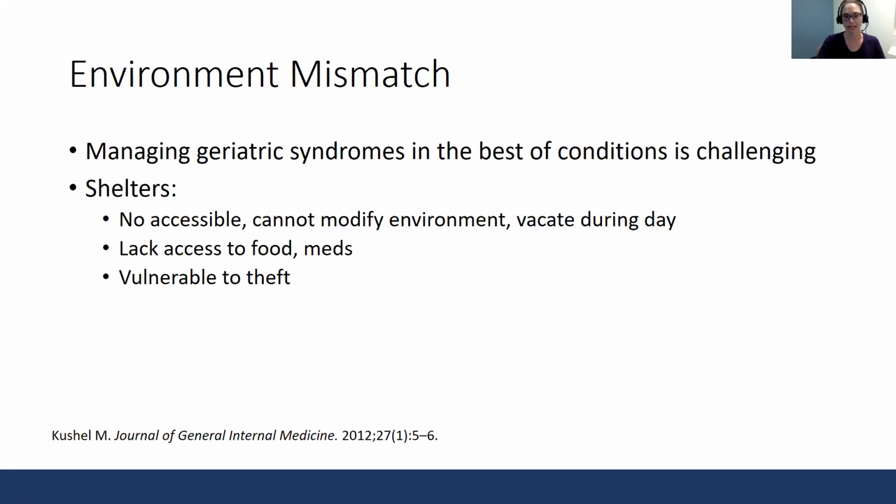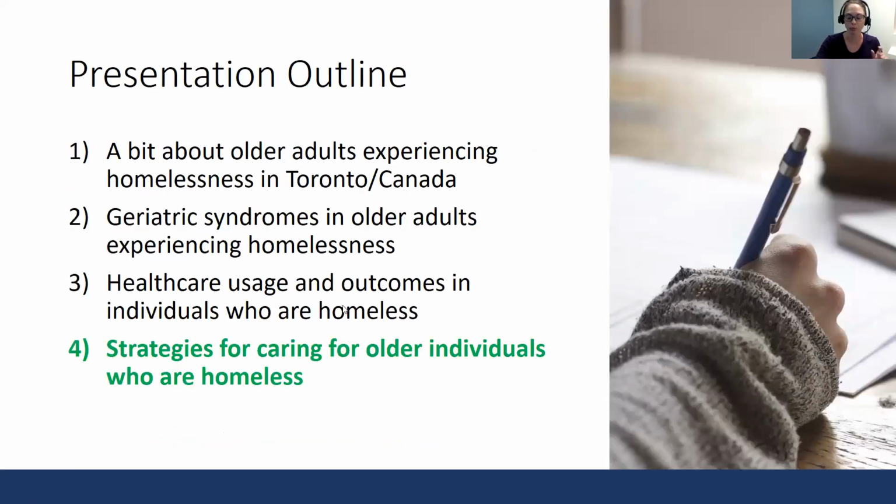If you are being sent appointment reminders and you are going from shelter to shelter, how would you be able to keep on top of those reminders if you were even cognitively intact? So you can see how that environment mismatch for the older group who is within the shelter system might perpetuate a lot of those health outcomes that we're seeing, or poor health outcomes. So the last part of my talk is the hardest part for me to come across, because I'm not an expert.